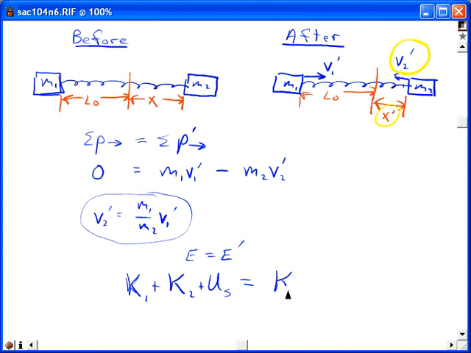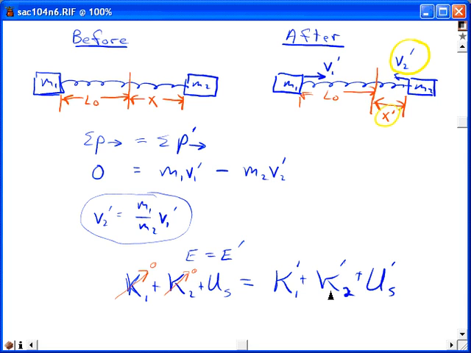And that'll be equal to the same stuff in the after picture, but I'll put primes on it, so we're talking about the after picture. Now, what's 0 here? Object number 1 is not moving in the before picture, so the initial kinetic energy, that's kinetic energy of motion, is 0 for object 1. Object 2 is not moving, same thing, 0. The spring is stretched in the before picture. So objects aren't moving, but the spring is stretched in the before picture.